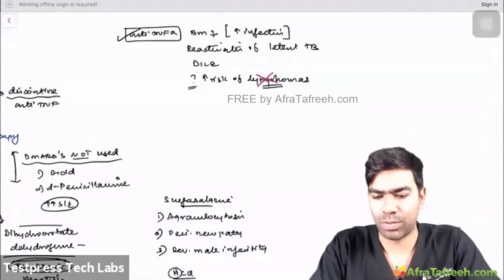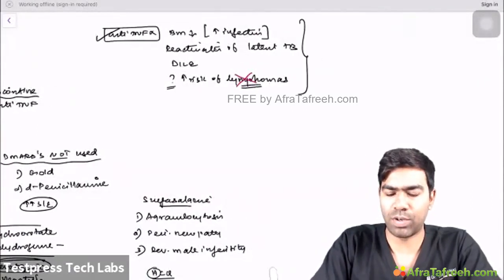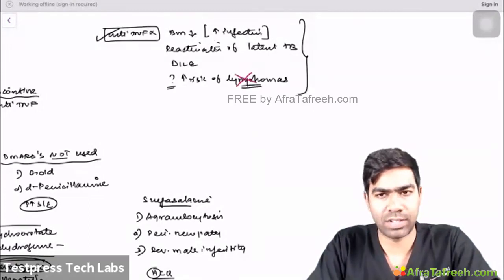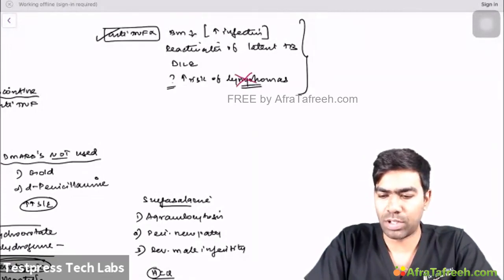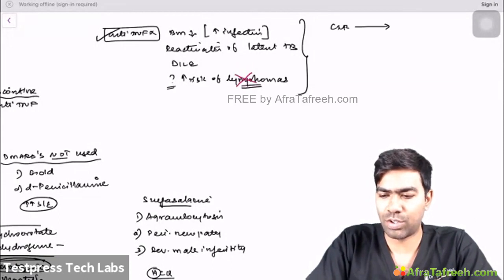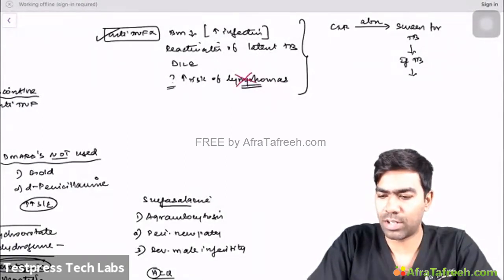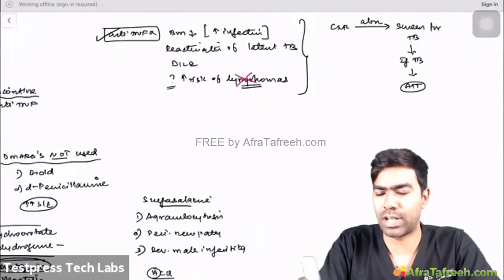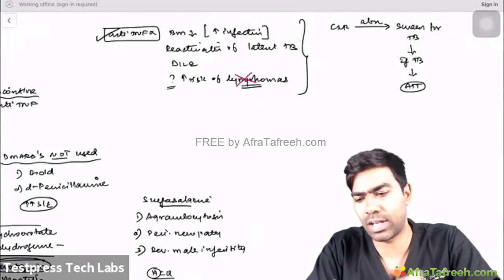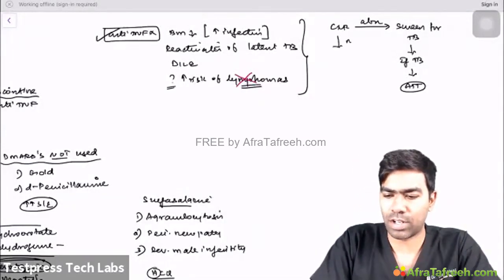And more importantly, what do you need to do? Before giving anti-TNF drugs, you have to search for latent TB. First do a chest X-ray. If the chest X-ray shows some abnormality, which means the patient has an abnormal chest X-ray, then screen for tuberculosis. If the patient has TB, then you start with anti-tubercular therapy straight away. Say the chest X-ray is normal.